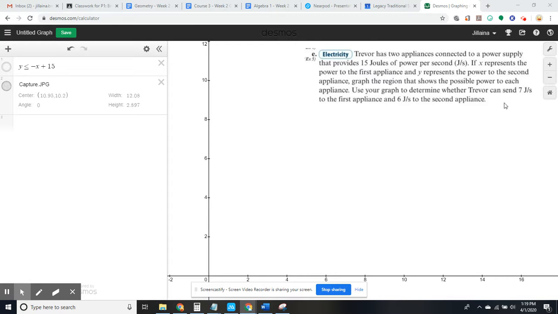Now, obviously, it's probably pretty easy for you to determine that yes, he can, because 7 plus 6 is 13. That's going to be less than 15, so he should be fine. But let's work this out as the problem is looking for.